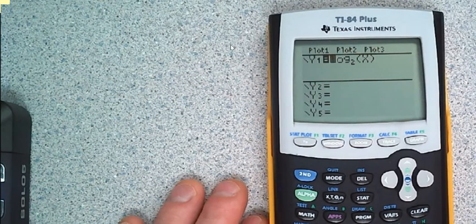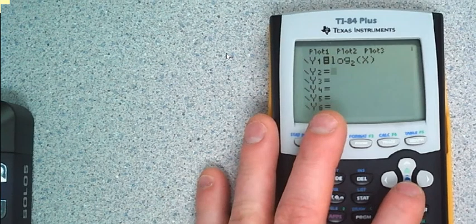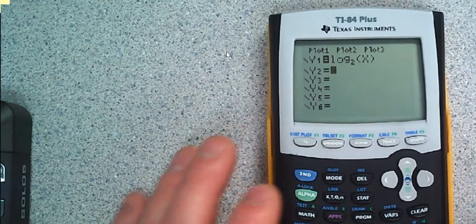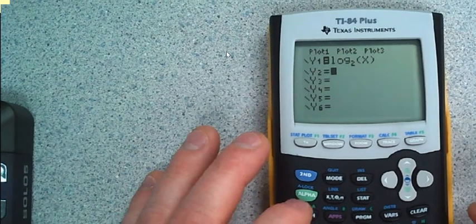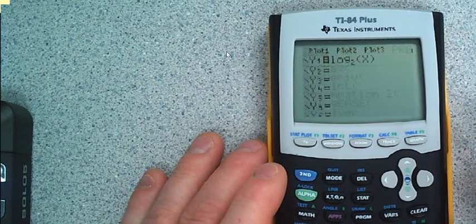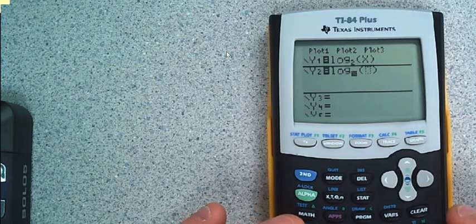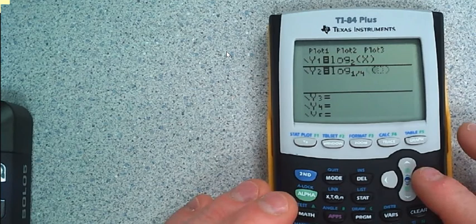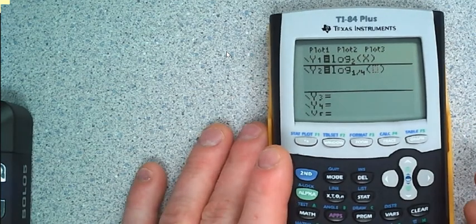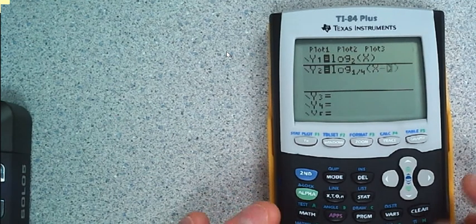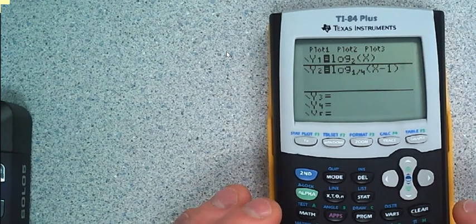Now let's go back to our y equals. Here we want to add a new function, the second function that we had, and it was log base. So go to math, log base. It was a base of 1/4, so you can just do 1 divided by 4 down there. We had an x minus 1, and then we had a plus 2 on the outside.